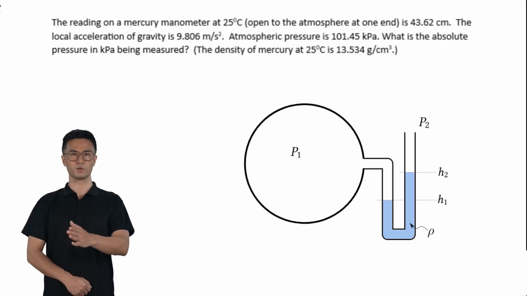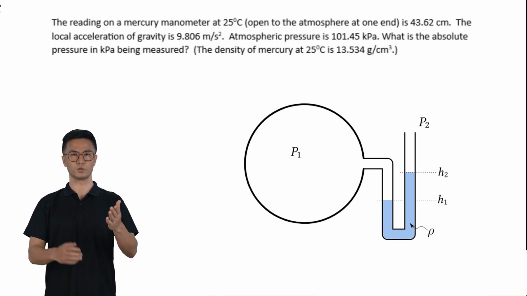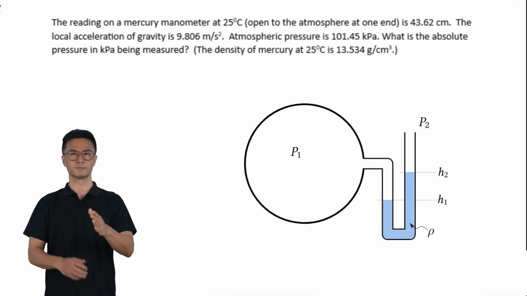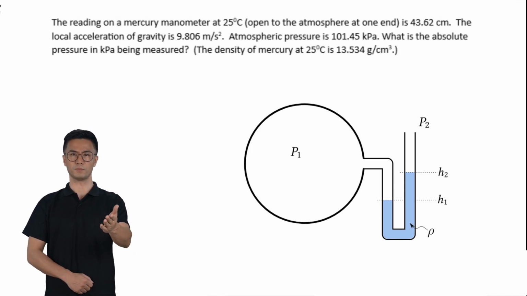The reading on a mercury manometer at 25 degrees Celsius, open to the atmosphere at one end, is 43.62 centimeters. The local acceleration of gravity is 9.806 meters per second squared. Atmospheric pressure is 101.45 kilopascals. What is the absolute pressure in kilopascals being measured? The density of mercury at 25 degrees Celsius is 13.534 grams per centimeter cubed.